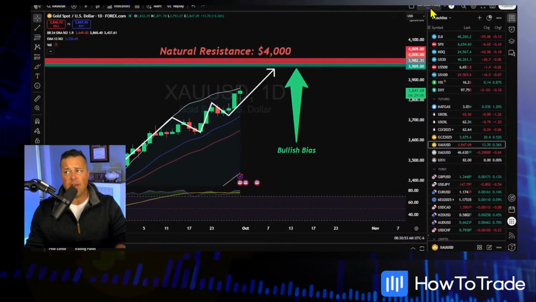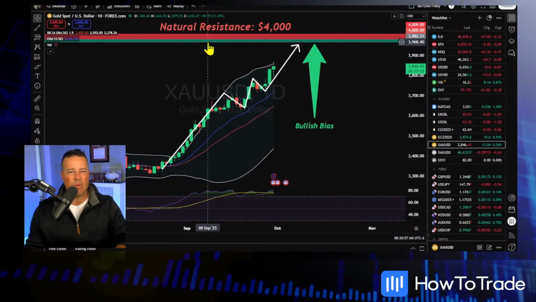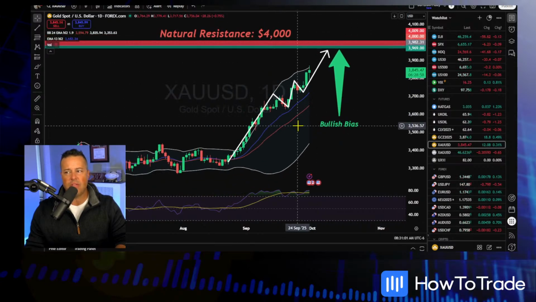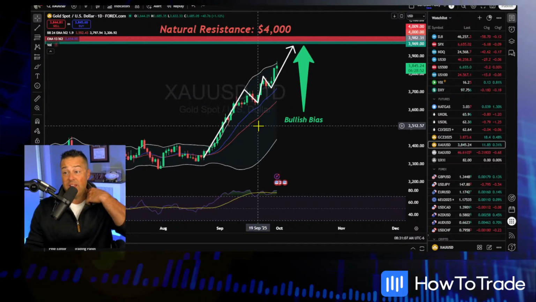You can see right here, what do you have? Very, very basic stuff. We got the natural resistance. That was the trade idea from yesterday. You've also got an extreme bullish bias. There's no question about that in my mind. The thing that I would really point out, though, is the 1 through 5 Elliott wave formation that is here.